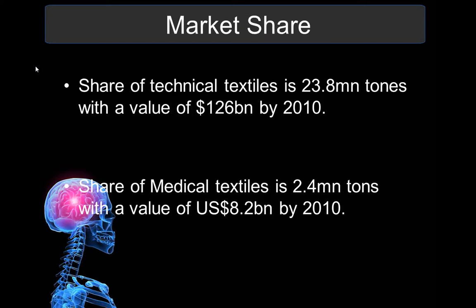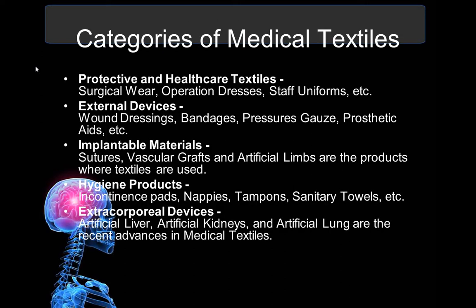The share of technical textiles in the textile market is huge. It had a total production of 23.8 million tons in 2010 with a market share of $126 billion. The share of medical textile in 2010 was 2.4 million tons with a value of 8.2 billion US dollars. The categories of medical textile have been divided into five.